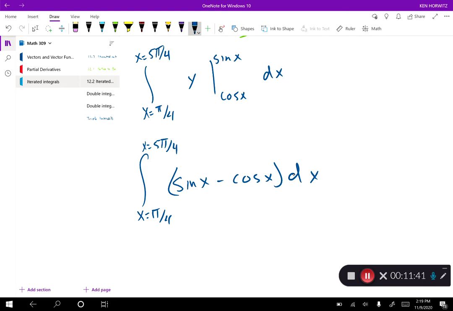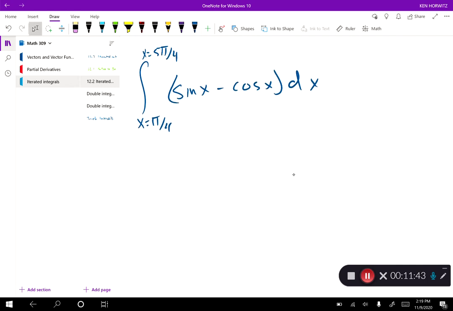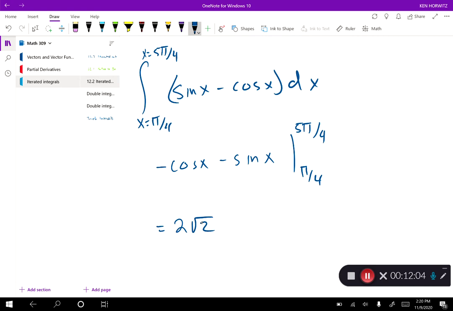All right, so let's take a look. If I integrate sine x, I get negative cosine x. If I integrate cosine x, I get sine x, so minus sine x, from pi over 4 to 5 pi over 4. And when I plug in those bounds, I get a final answer of 2 radical 2. And you could even say that is the area bounded by the region.